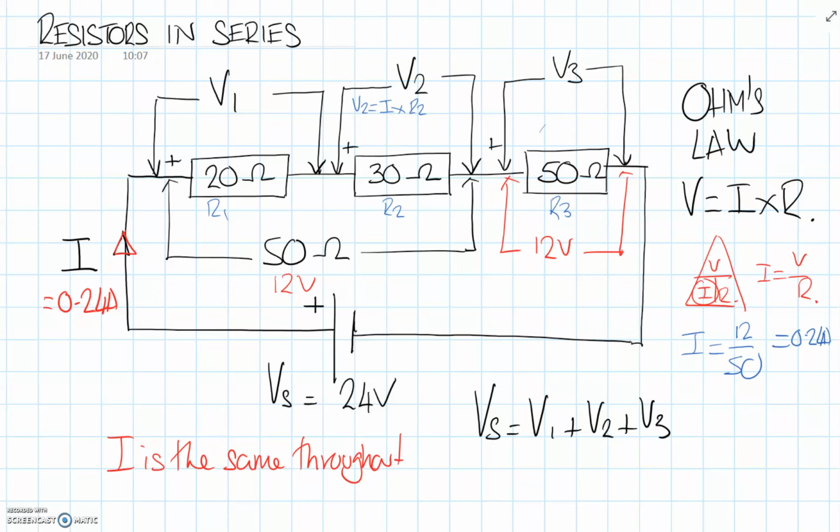So in our circuit we have 0.24 amperes that will flow right the way through each resistor. So to work out now we know what the current is through each resistor, then we can simply apply Ohm's law. So V2, that's going to be 0.24 times 30.